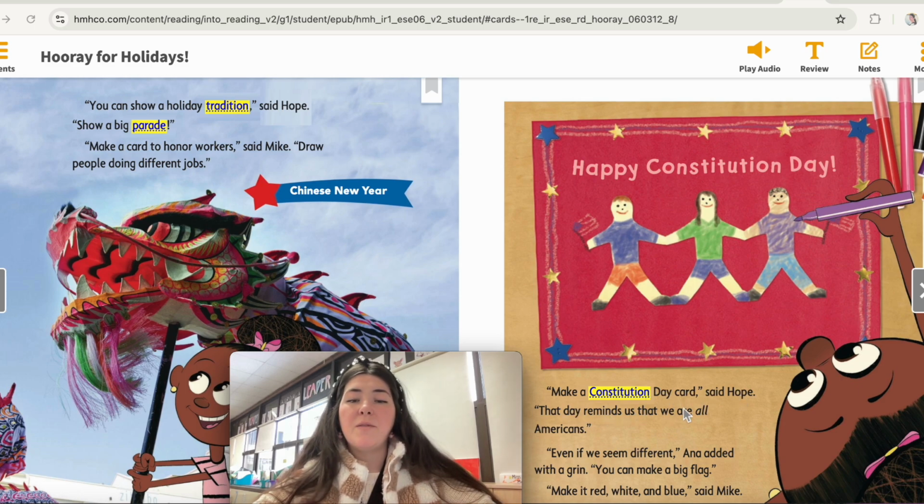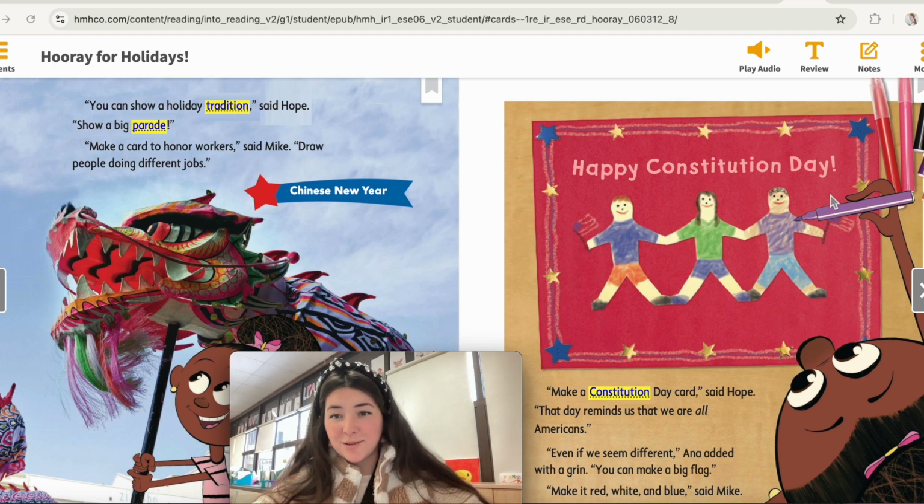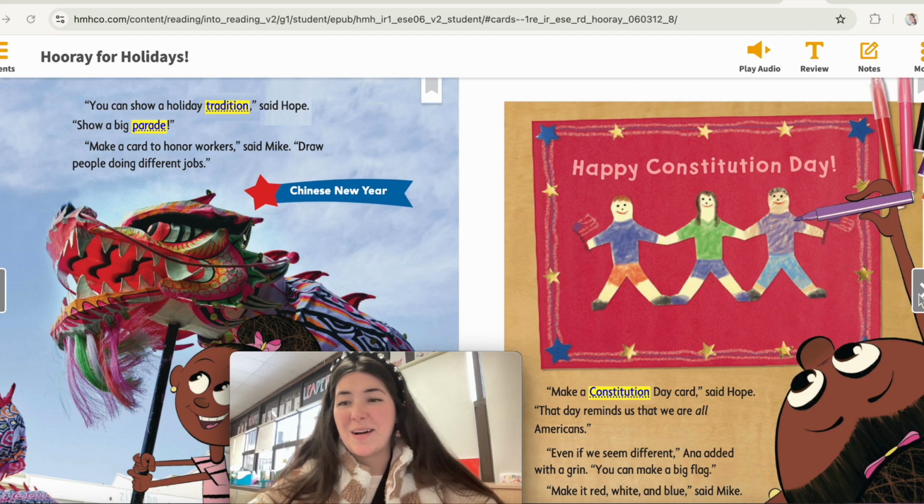"Make a Constitution Day card," said Hope. "That day reminds us that we are all Americans." "Even if we seem different," Anna added with a grin. "You could make a big flag. Make it red, white, and blue," said Mike. And here's an example of her Happy Constitution Day card.